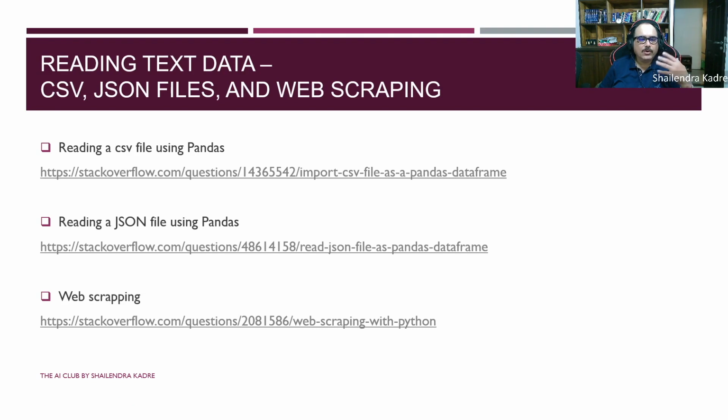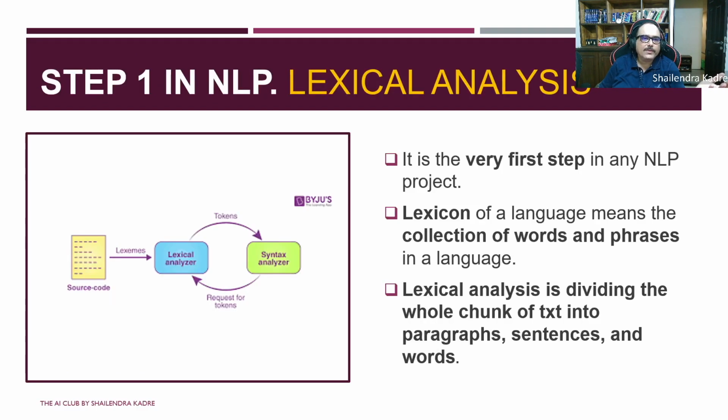Then, getting into a little code mode, if you want to do any NLP, first you want to read the text file given to you. The file can be in CSV format, JSON format, or you can be scraping the file from the web. Scraping means you want to directly take it out from a website. So these are the codes given here, but I am not getting into code right now.